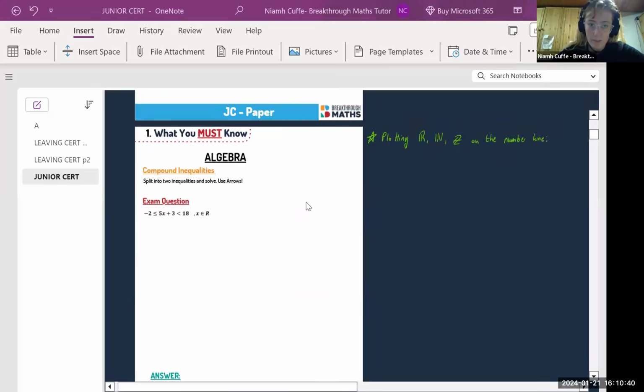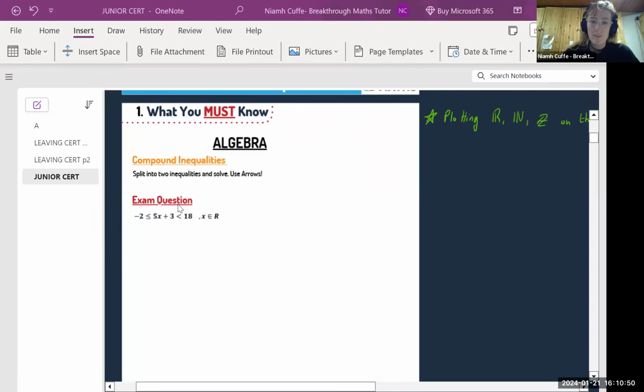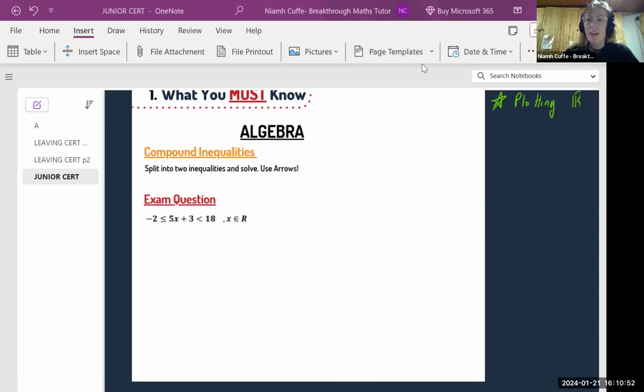So algebra, huge topic. So much in it. But I want to talk about something very specific in algebra, and that is your inequalities, guys. Inequality, what that actually means is not equal to.